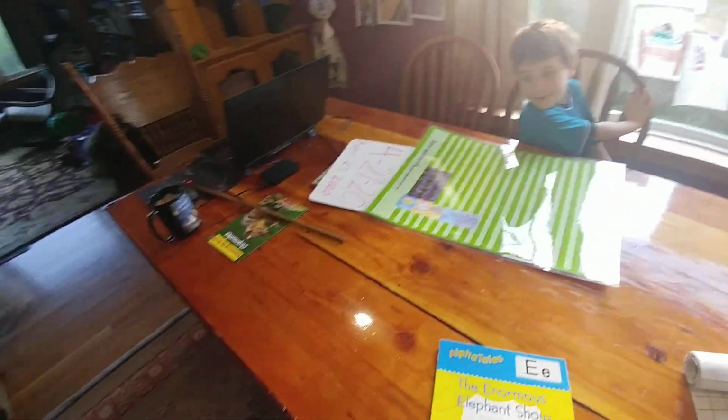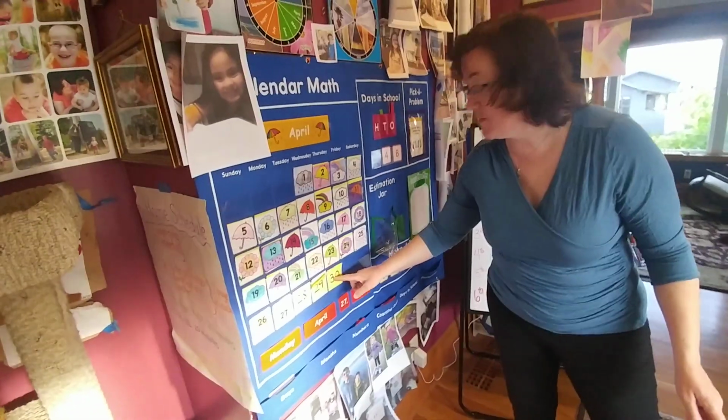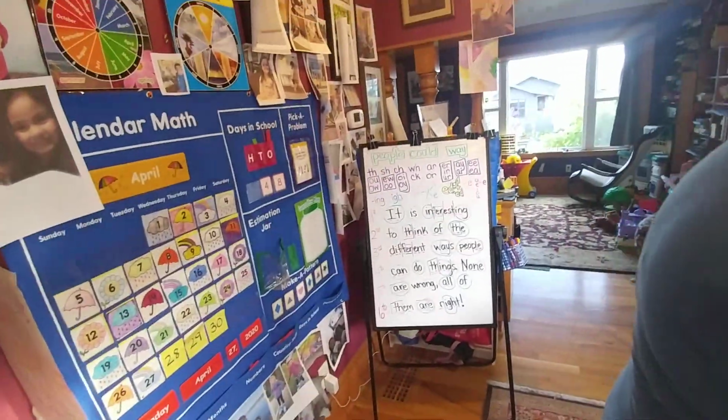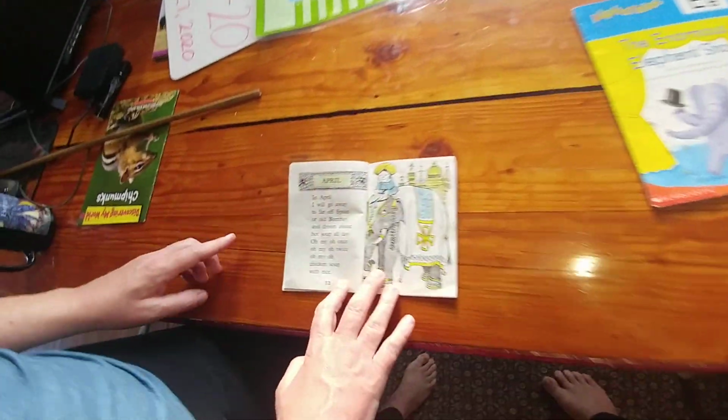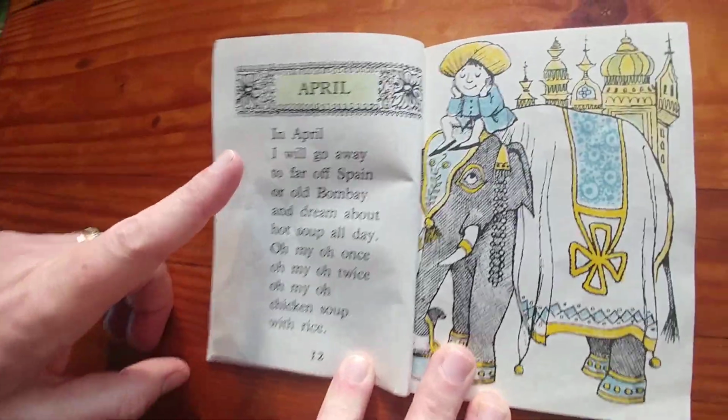Last thing we need to do before we end our meeting. Chicken soup with rice. Looking at our calendar, we only have one, two, three more days in April. So we're only going to do this three more times for April. I wonder what the May poem is going to be like. Let's read it. I wonder if we'll see any E words in here.